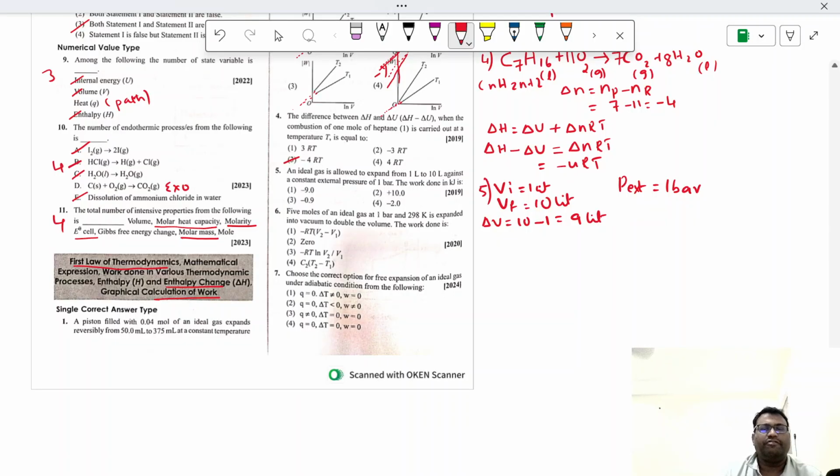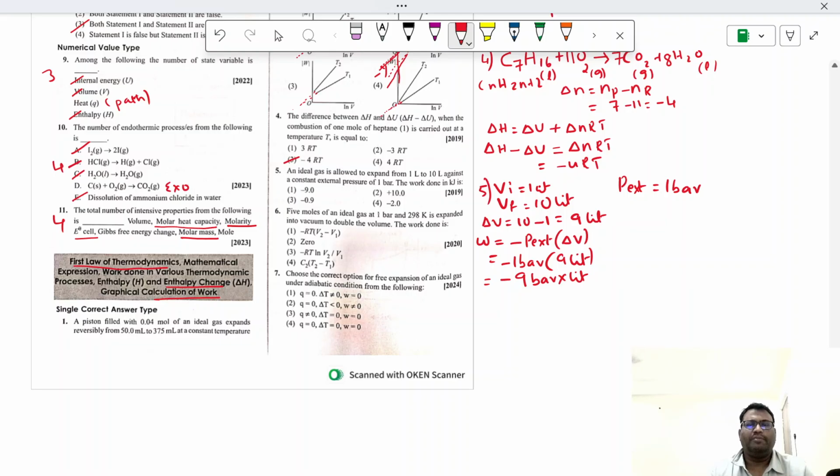So we have a formula to calculate the work done. Work done is equal to minus P external into delta V, which is equal to minus 1 bar into 9 liters. So that is equal to minus 9 bar into liter.